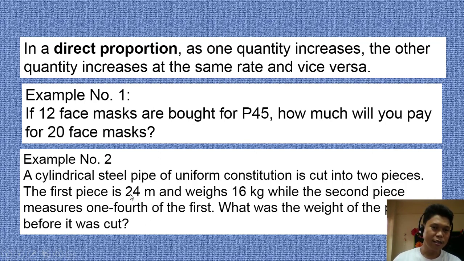So kung titingnan natin, siyempre, ma-analyze natin na kapag mas mahaba ang isang tubo, mas mabigat rin siya. So yung isang cut naman is 1/4 lang. So we are expecting na mas maikli, tsaka mas maliit ang kanyang timbang. Okay? In terms of length, mas maikli, tapos in terms of weight, mas magaan naman. So ibig sabihin, meron pa rin tayong direct proportion kasi kapag humaba, mas mabigat. Kapag umikli naman, mas gumagaan. Okay? So these are the 2 problems that we are going to solve also.